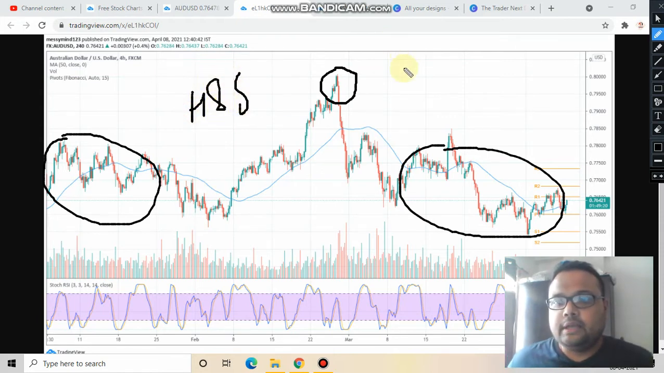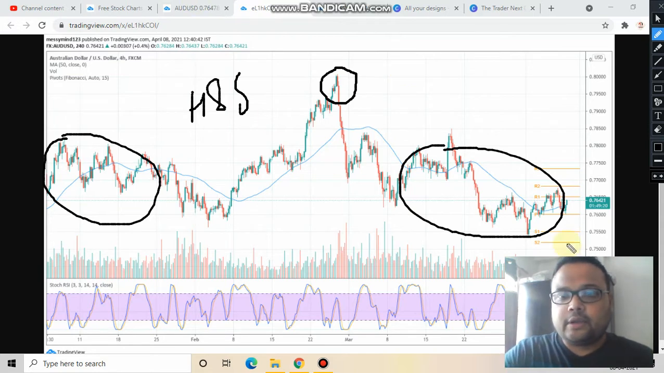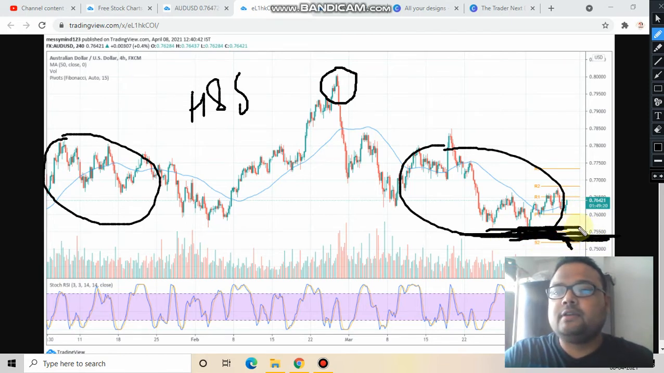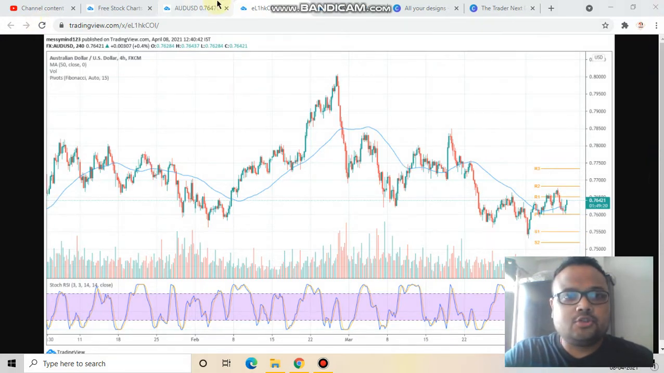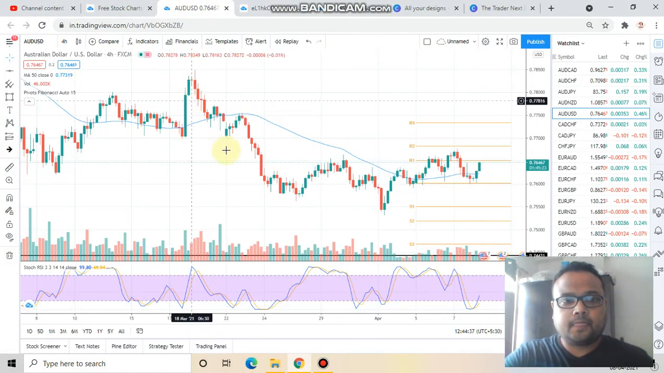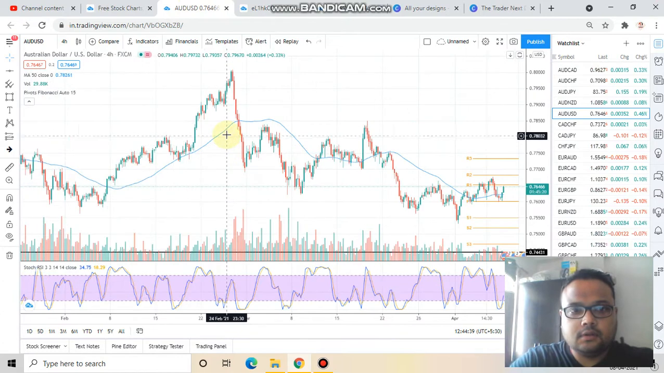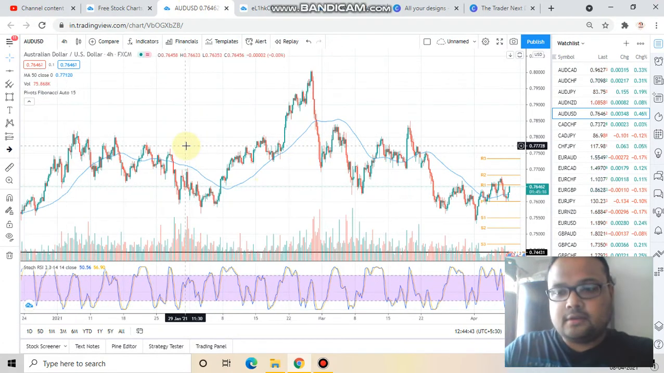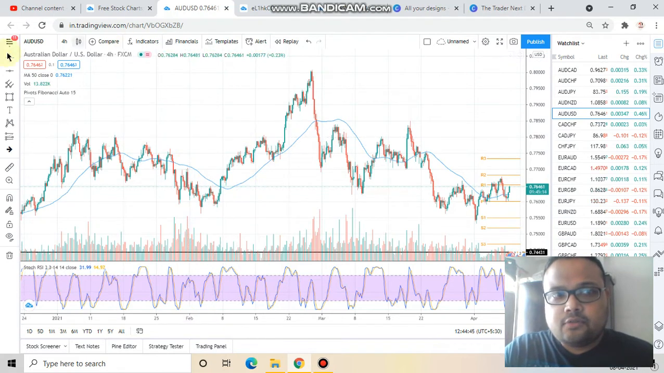In a head and shoulder pattern, what do you do? You just short the market when the market crosses this level. So this is the level that you need to keep your eyes on. When the market crosses this particular level, you can easily short the market. But I would like to mention one thing here. This is the head and shoulder pattern right now, on the 4 hours chart.